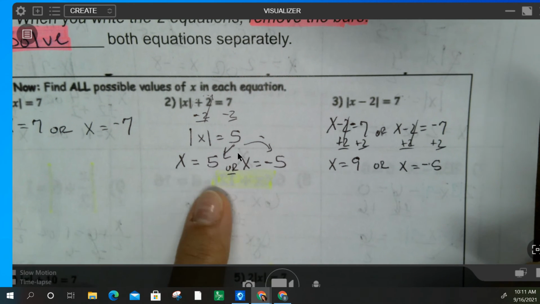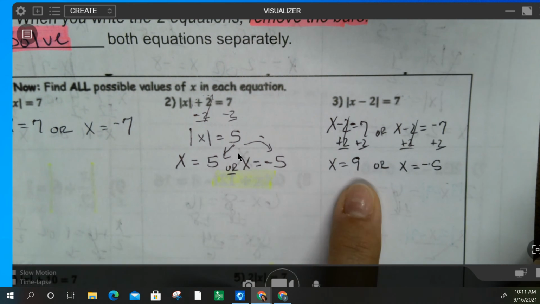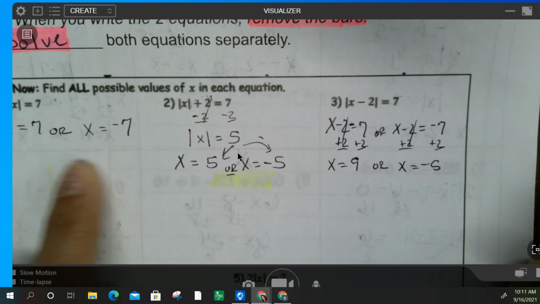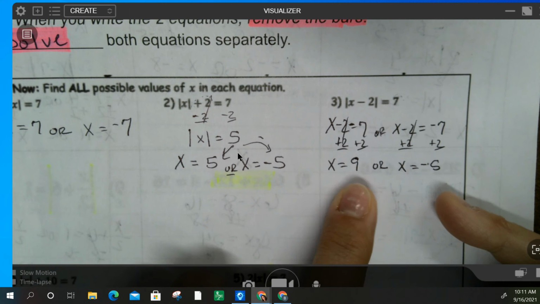Notice this one had a positive and negative. This one is just 9 and negative 5. So a lot of people assume if these two are the same, these two are the same, but these two will be. So don't assume that. It does not happen every time.